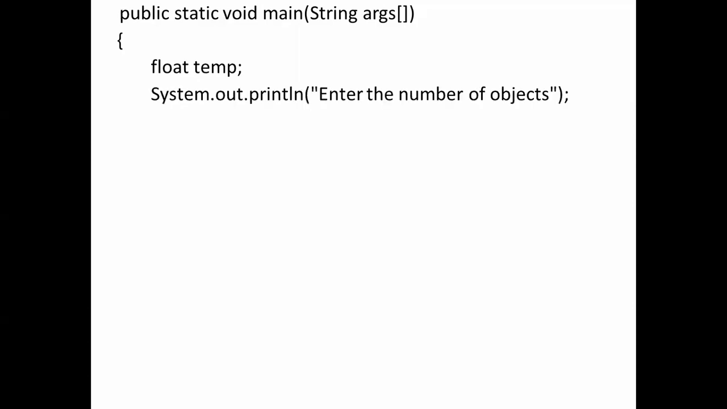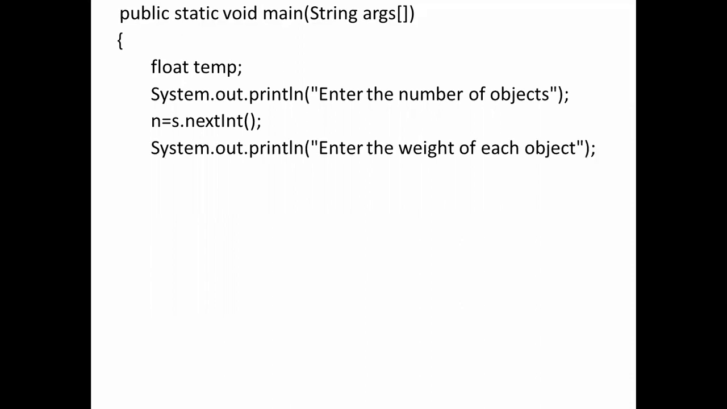Then, public static void main String args, you know why it is public static void main. All these you know. You have already learned 5 lab programs, right? Then a floating point temporary variable I am using here. Then System.out.println enter the number of objects, n is equal to s.nextInt. It will read the number of objects from the keyboard, and it will be stored from the input stream and given to n. So it will hold the number of objects.